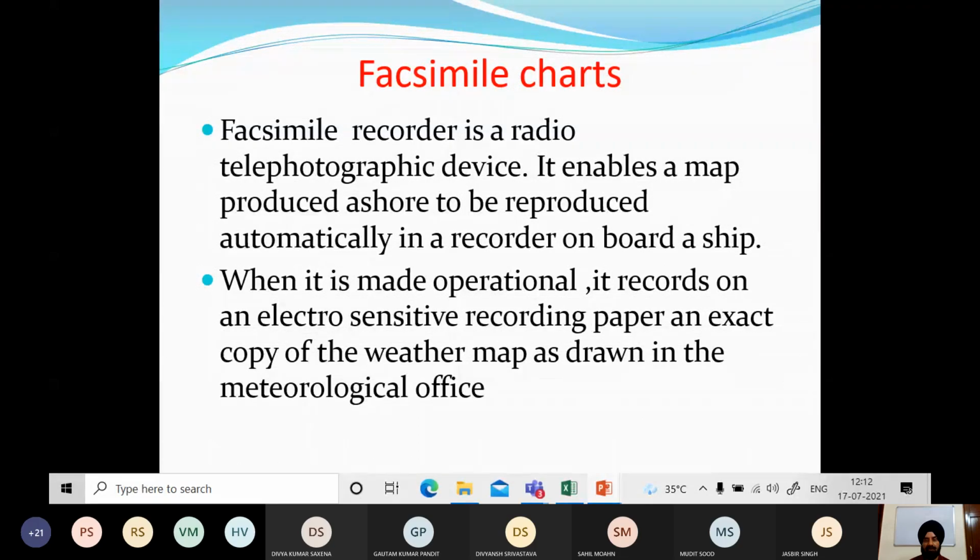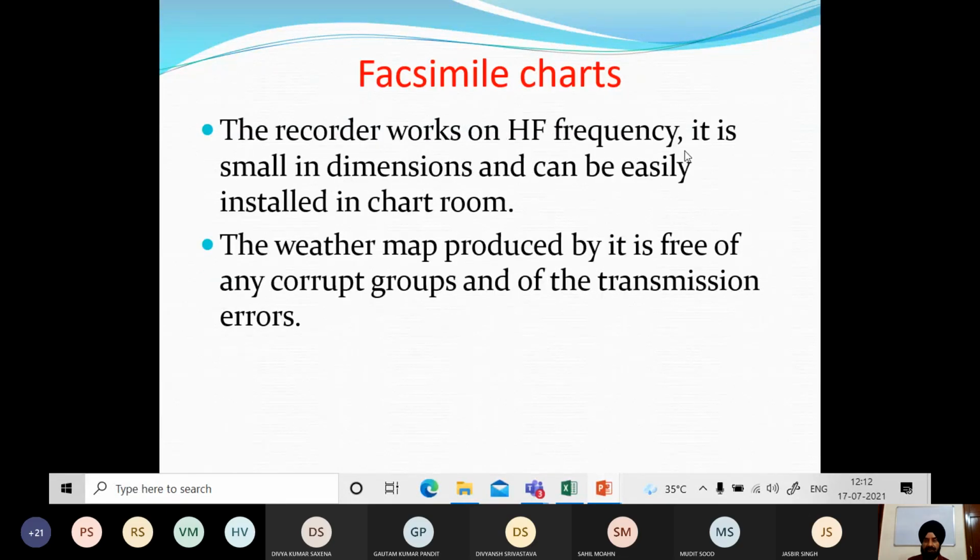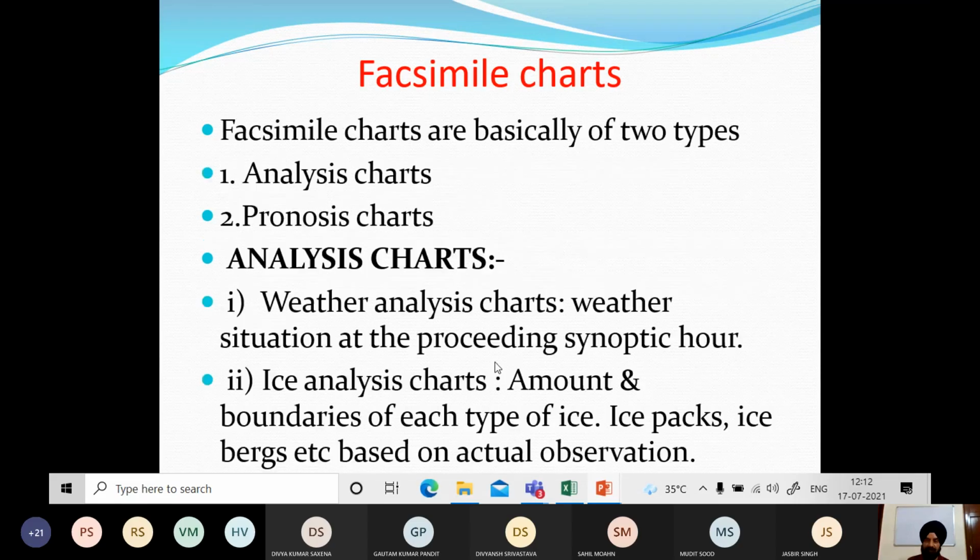That is a Facsimile chart. The recorder works on HF frequency, is small in dimension, can easily be installed in the chart room, and the weather map produced by it is free of any corrupt groups and transmission errors. So there is nothing written. Now, like the weather reporting and weather coding you have seen, if there is some mistake you may take a different meaning. Here it has made a map, so it is very easy to study the map, low pressure and high pressure areas. Facsimile charts are of course analysis and prognosis charts, and there are also wave charts.